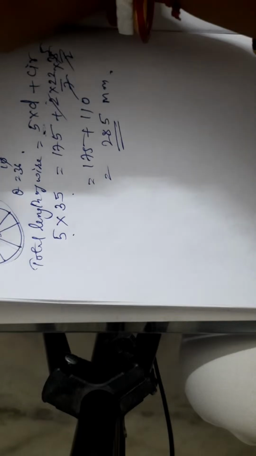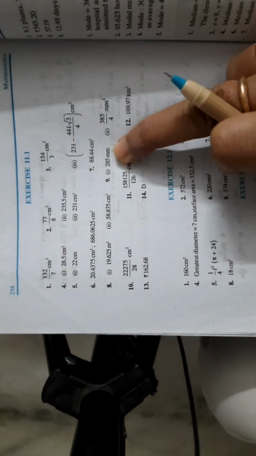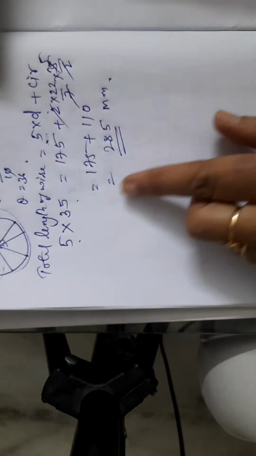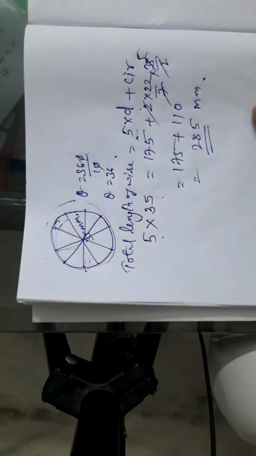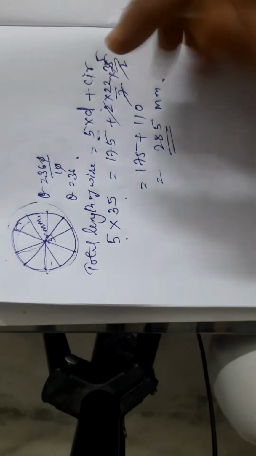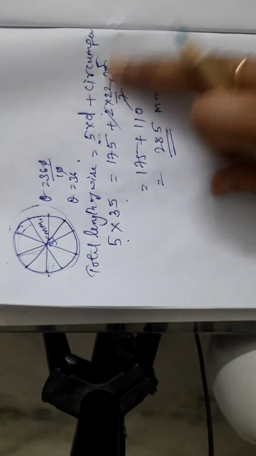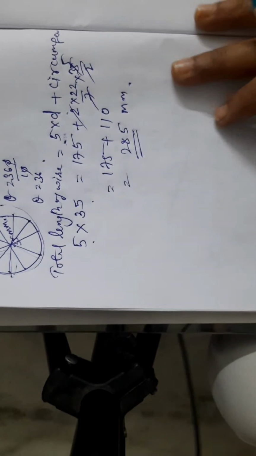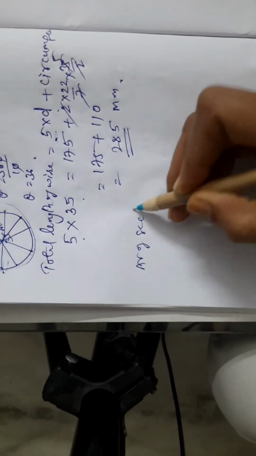Let me check the answer also, as you got confused. It's 285 only. So how did we get this answer? We calculated the diameters, since in the question it is given that 5 diameters are there, along with the circumference. So we multiplied 5 with d and added the circumference. 5 multiplied by 35 and then 2 pi r. Now the next part is the area of sector. So this I am leaving for you.